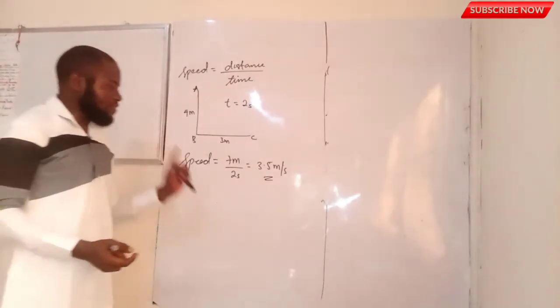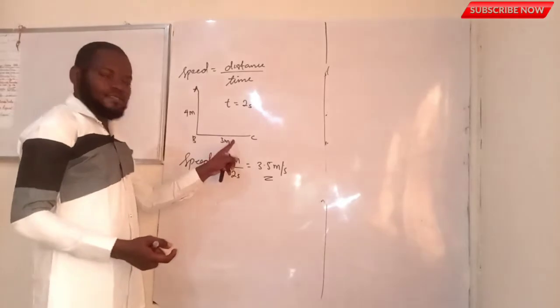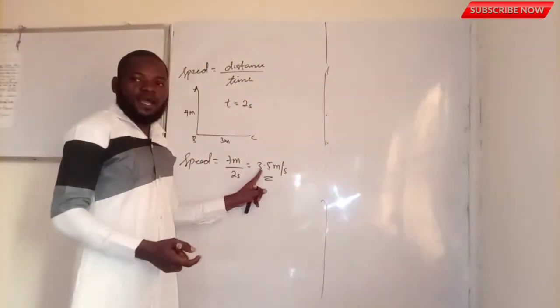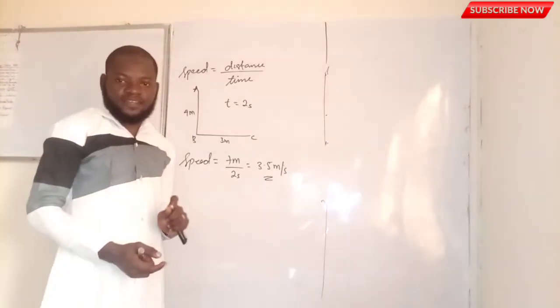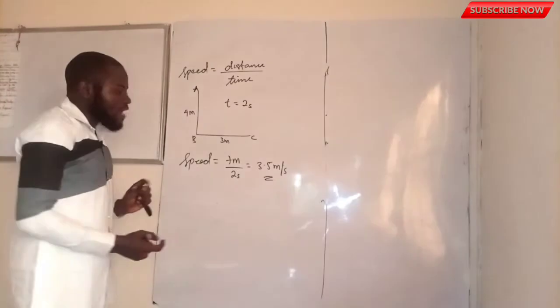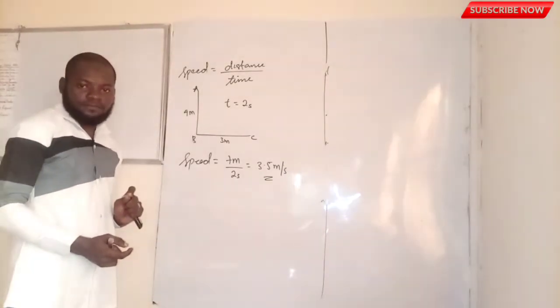It means for this body to cover this distance in 2 seconds, for every 1 second the body covers a distance of 3.5 meters. Is that taken out?